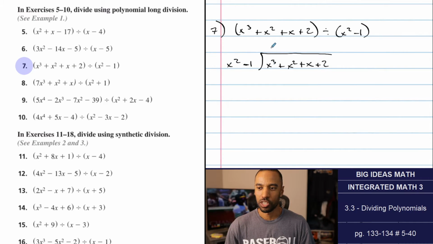x squared goes into x cubed, only x times, right? x squared times x is x cubed.